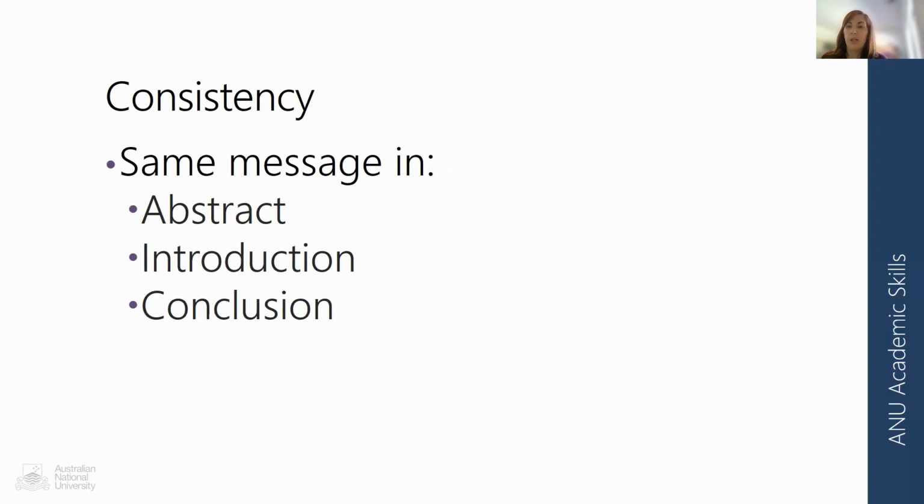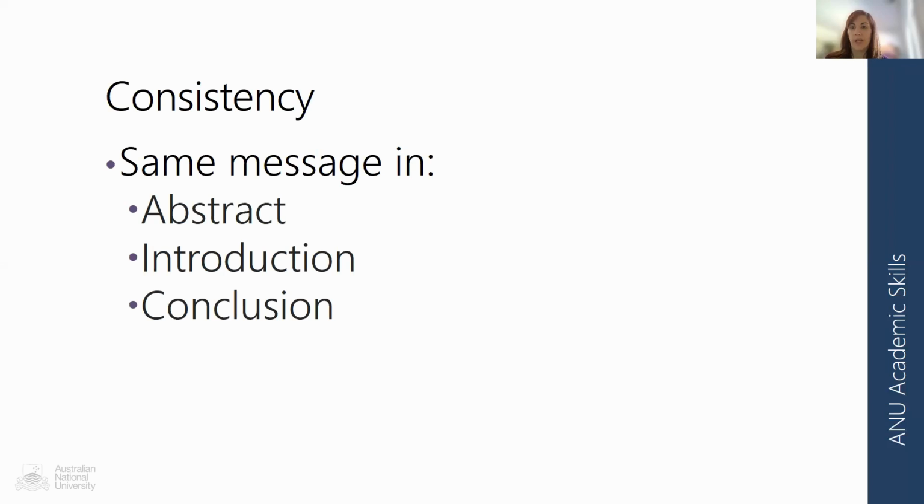Okay, so we want to make sure it's consistent. You want to make sure you've got the same message in your abstract, your intro, and conclusion. I was just reading a sample abstract from a student, and they had a certain message in the abstract, and it was a little bit different in the intro, and it got very confusing. What are your findings? What is their significance? It's got to be reinforced and consistent throughout all three of those, and not change or be any different.